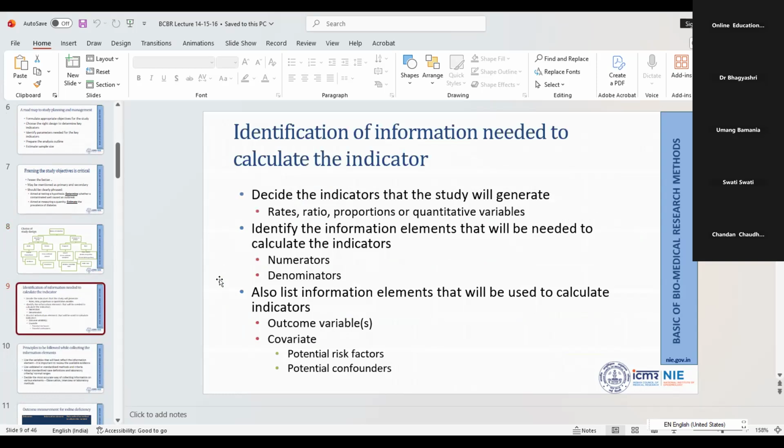Now, the next step is identification of the information needed to calculate the indicator. So the indicators that we need, we have to describe first according to our objectives. So decide the indicators that the study will generate later after data collection, like rates, ratios, proportions, or quantitative variables. And for these rates and ratios, we require some numerators and denominators that we have to identify. And also list the information elements that will be used to calculate indicators, like outcome variables and covariates like risk factors and confounders.